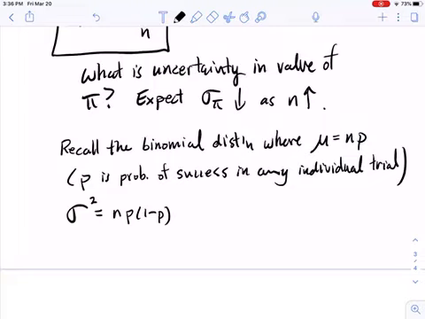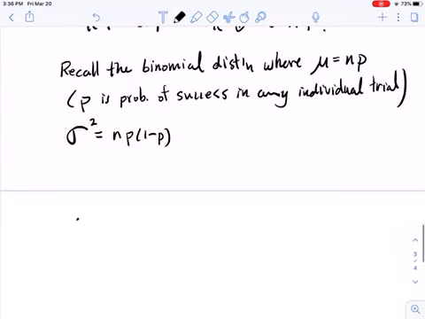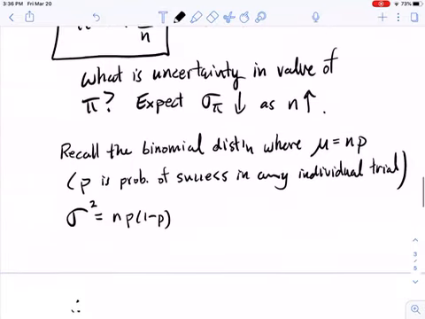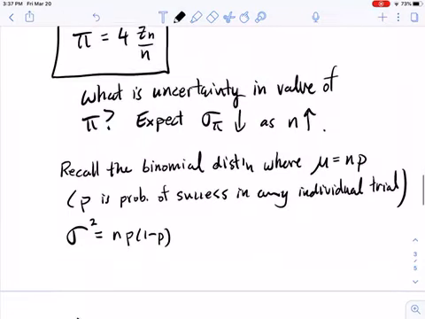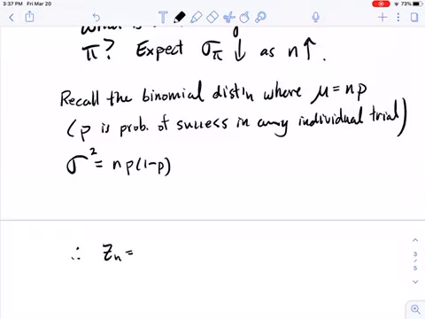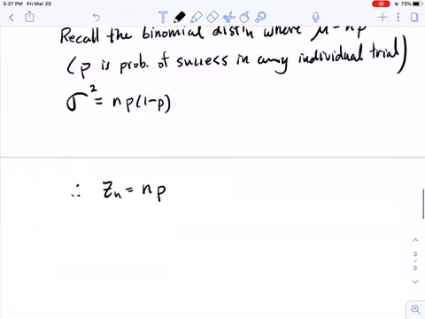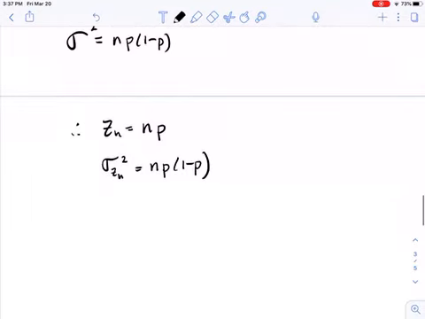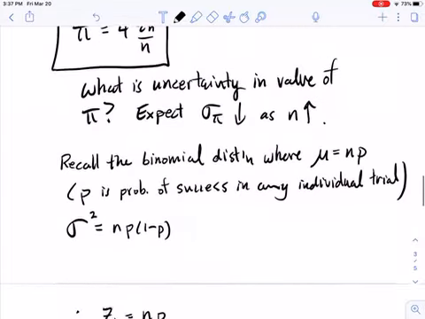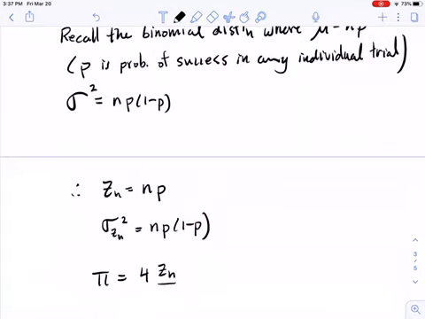Okay, so therefore what we have is, in our case, mu is the number of successes, which is Zn for us. So that means this Zn is equal to n times p. And let's see, the uncertainty in Zn squared is np(1 minus p). And we had that pi was equal to, let's see, what was it? Pi was 4 Zn over n.